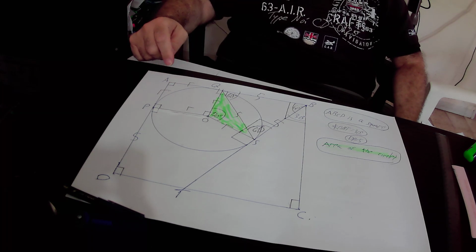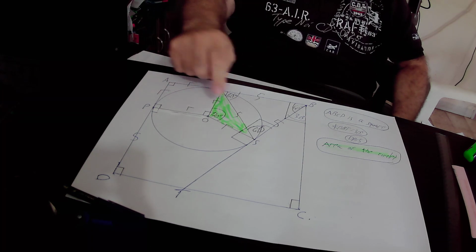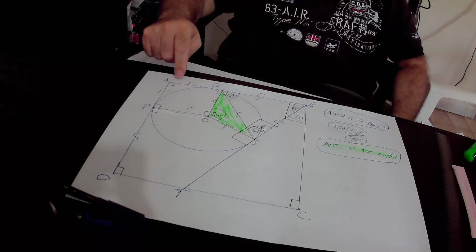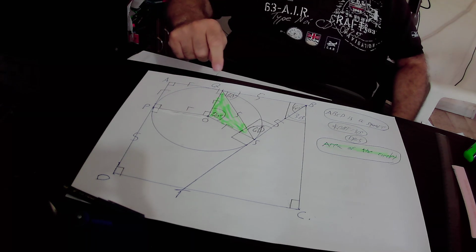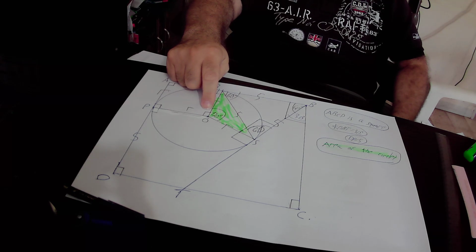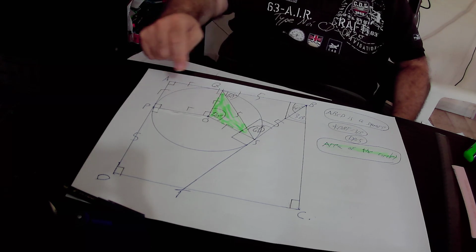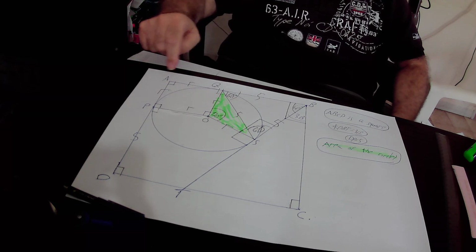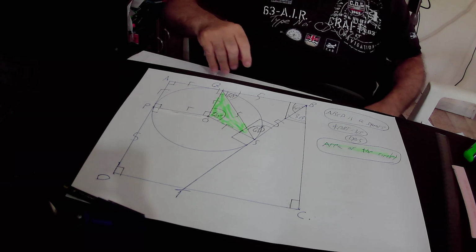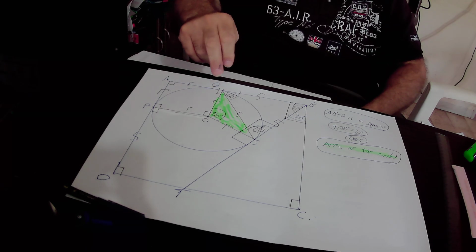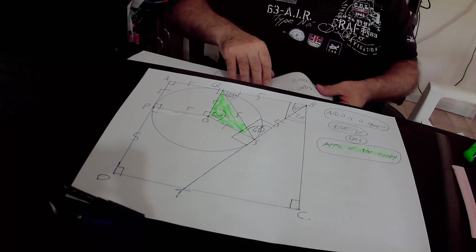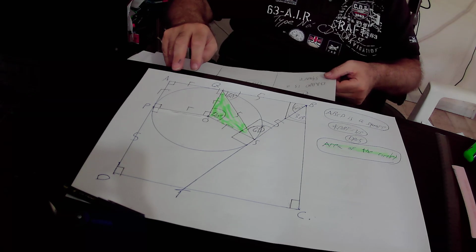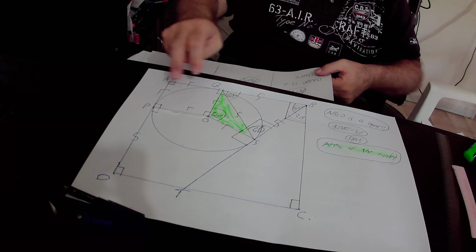So inside quadrilateral AQPO, we have 1, 2, 3 right angles. Therefore, the fourth angle must be also equal to 90 degrees. So inside quadrilateral AQPO, we have 4 right angles. Therefore, quadrilateral AQPO is a rectangle. And we know that the opposite sides of a rectangle are equal to each other. That is to say, AQ equals to PO.